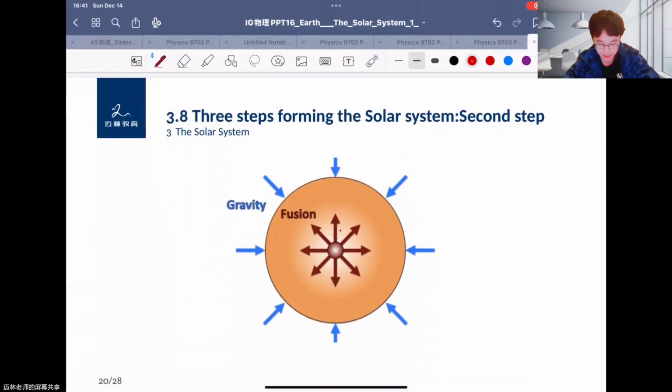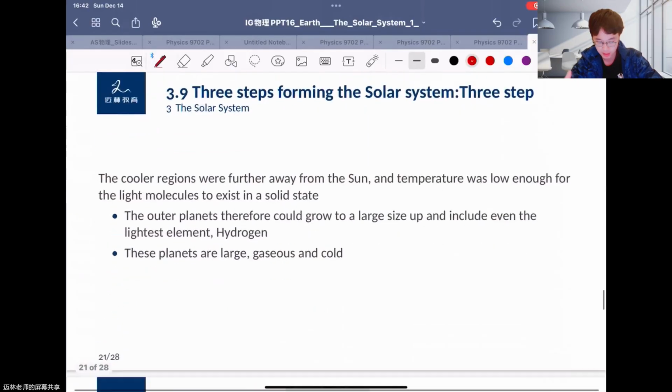The fusion makes a physical reaction inside the core, and there's gravity outside, right? Okay, because every particle on the surface gives it a reaction force. Okay, that is the gravity, and there's fusion, so it can become very stable and very hard. Okay, that is the way of forming the solar system and forming the core.